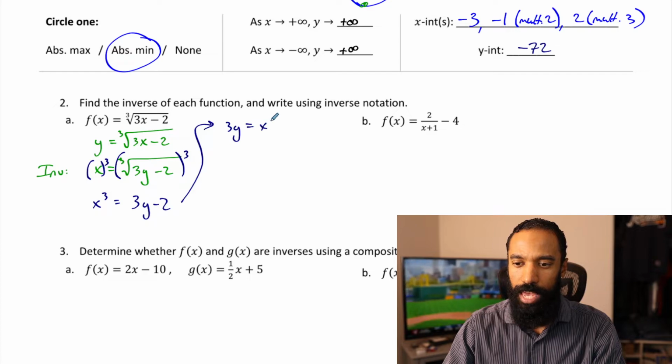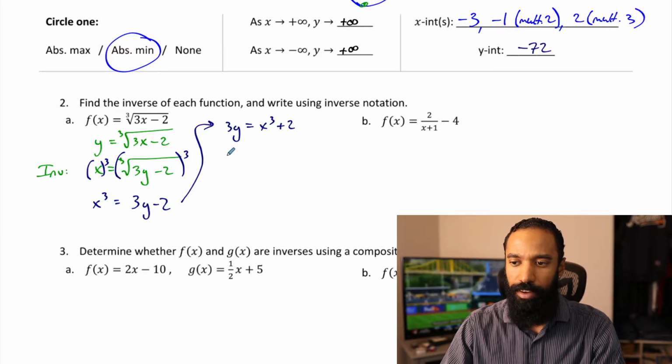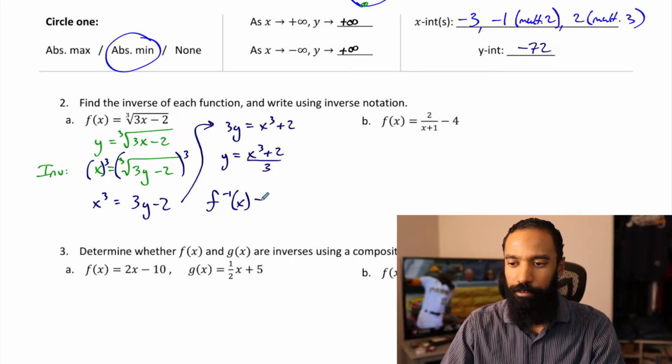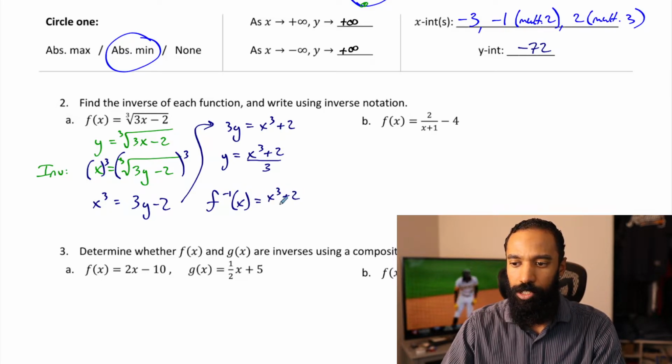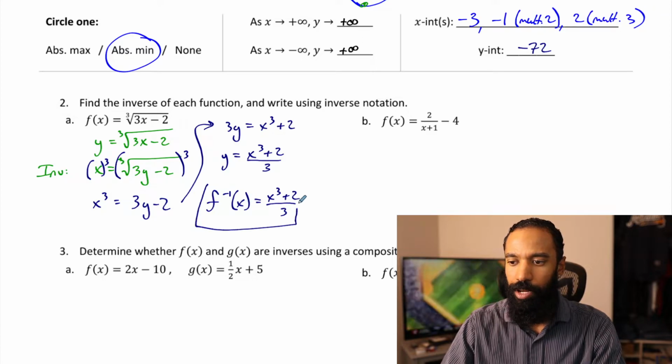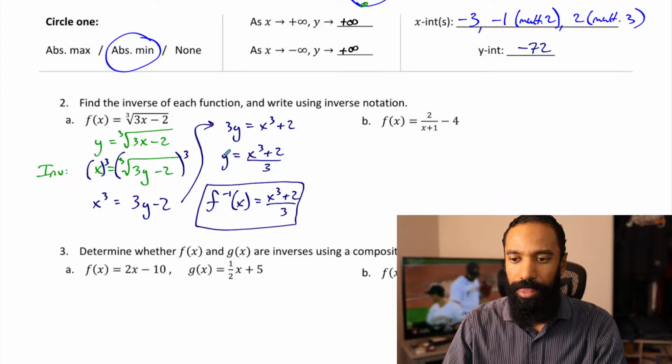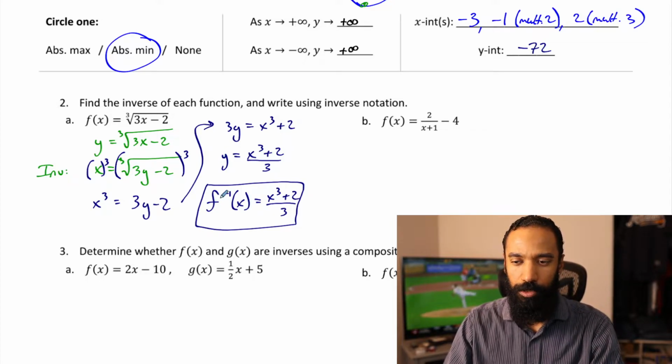3y equals x cubed plus 2. And then divide by 3, you get y equals x cubed plus 2 all over 3. There are a couple different ways you can write that. Inverse notation for that is going to look like this. It kind of looks like negative first power. So x cubed plus 2 all over 3, or 1/3 x cubed plus 2/3, something like that. And there is the inverse with the inverse notation right there.